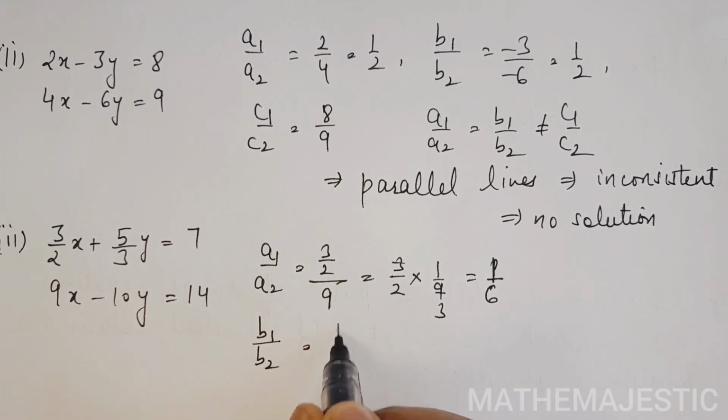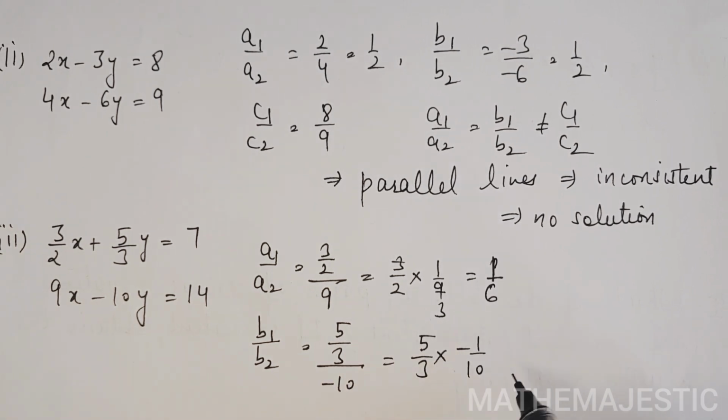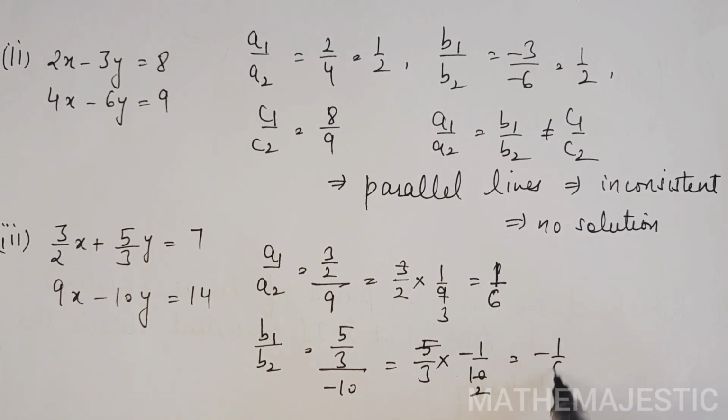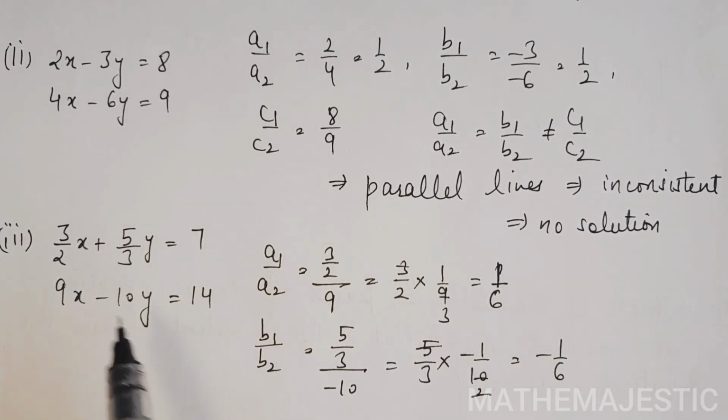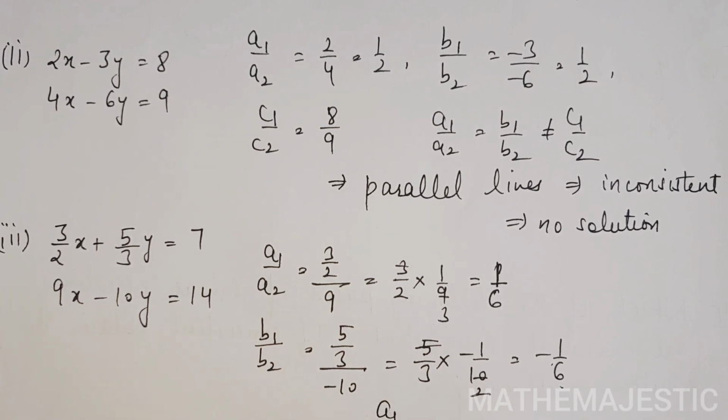b1 by b2 will be similarly 5 by 3 divided by minus 10. So when you simplify this, it will be reversed, minus 1 by 10. So you will get here 5 2s are 10, minus 1 by 6. So you can see here that the first ratio was 1 by 6. The second ratio is minus 1 by 6. So the first two are not equal. That means the third one we need not find.